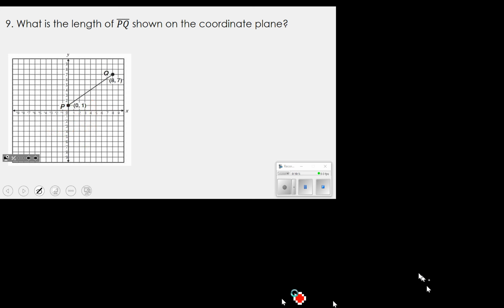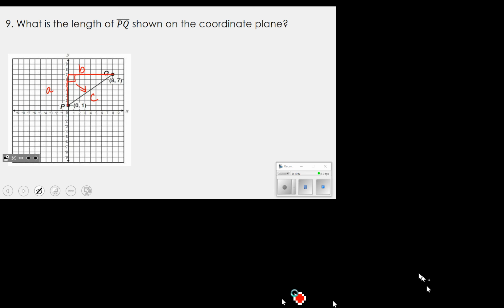For number 9, what is the length of PQ shown on the coordinate plane? Here we have our measurement from P to Q. To be able to create a right triangle, we just have to make sure we stay on the road. So I'm going to drive up on the road and see this is where I meet. So I'm going to turn, and I have created my right triangle. So now I can do this to make my right angle. Draw an arrow, and that will be C. So I'm going to do A and B here.